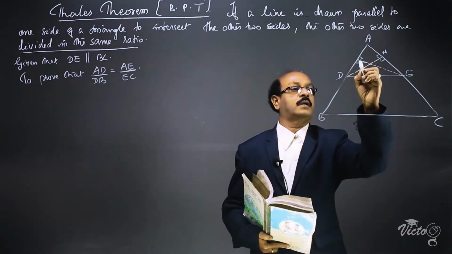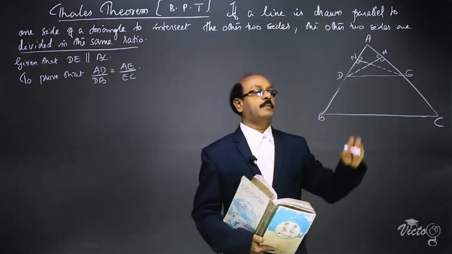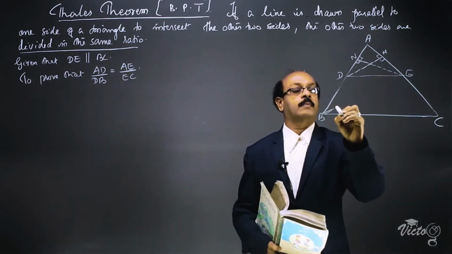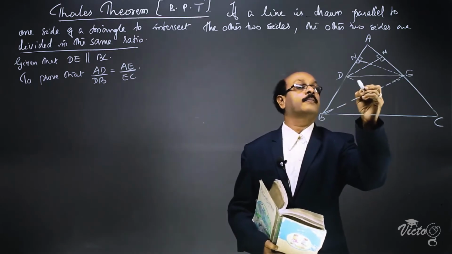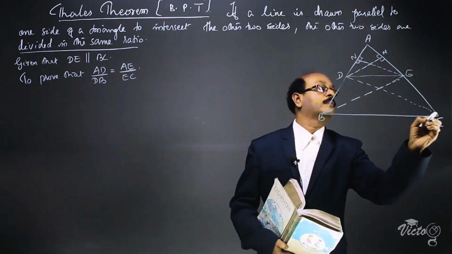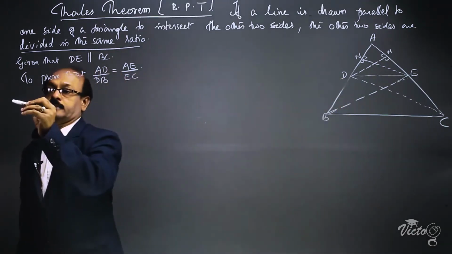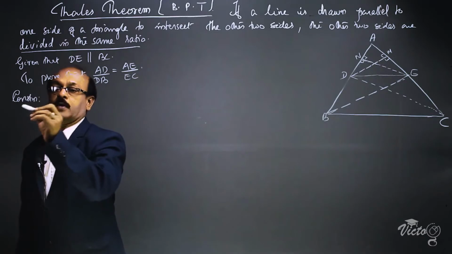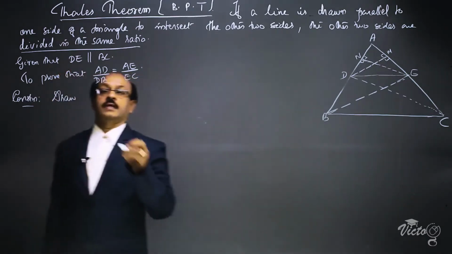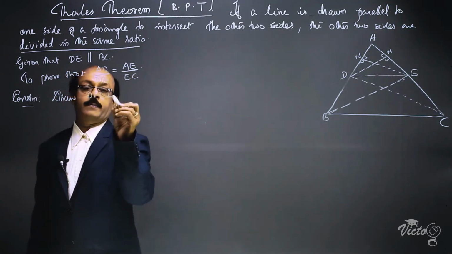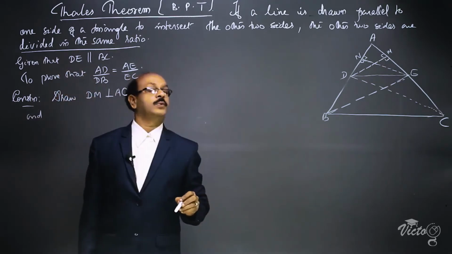Here it is 90 degrees. This is the point N. And join BE and DC. These are the two constructions. Construction: draw DM perpendicular to AC and EN perpendicular to AB.